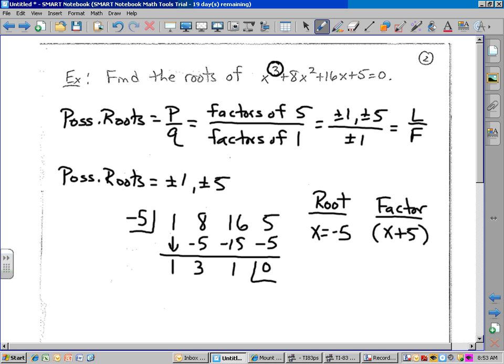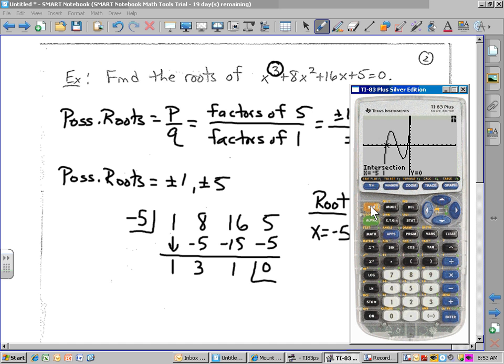Okay, back to the graph. Calculate number 5, the intersection. We're going to move it over to the next one and enter 3 times. And it's saying -2.618. Well, the only possibilities that we have are plus or minus 1 and plus or minus 5. So that is not one of our possibilities.